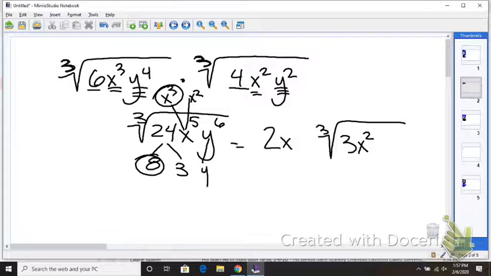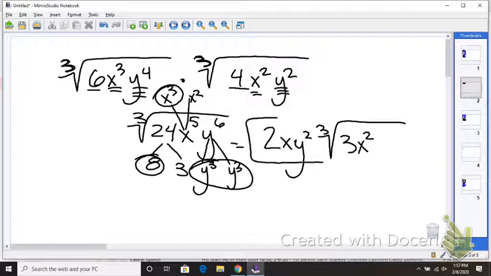And then here I have y to the third, y to the third. So I have two of those. So this comes out y squared. And that's your answer.